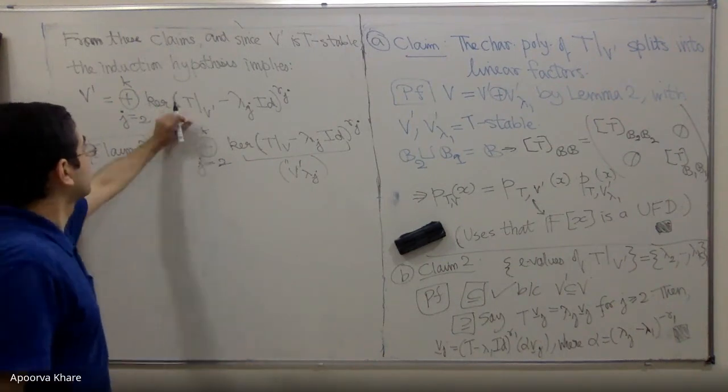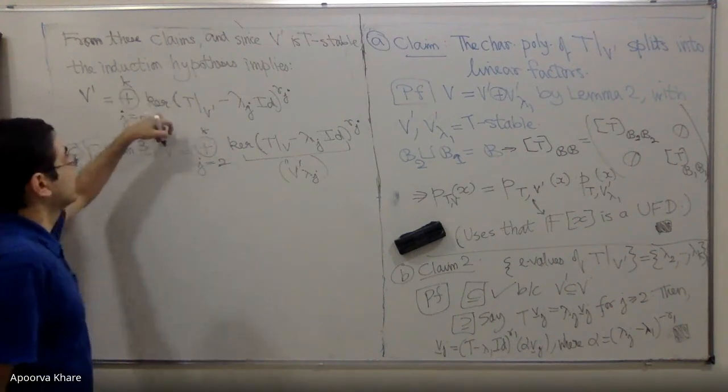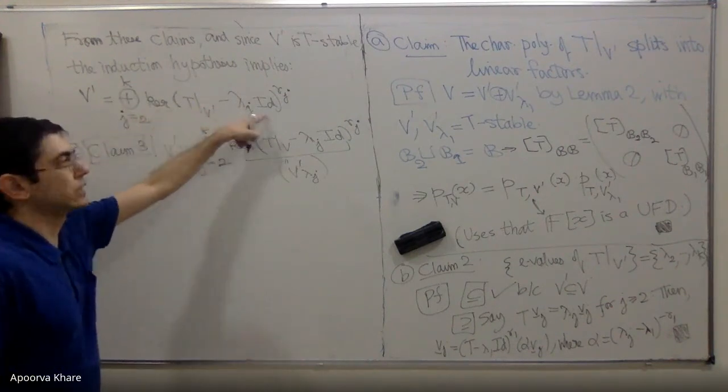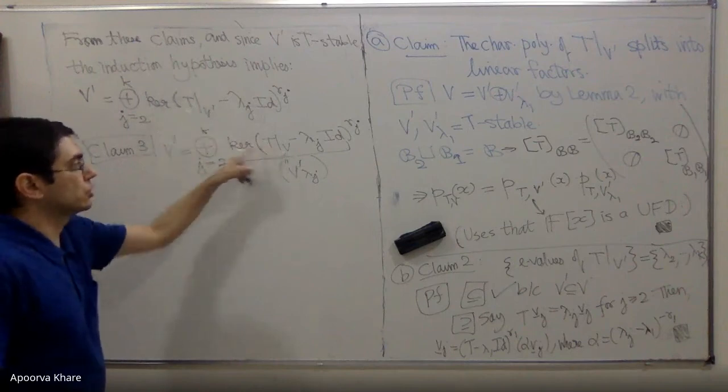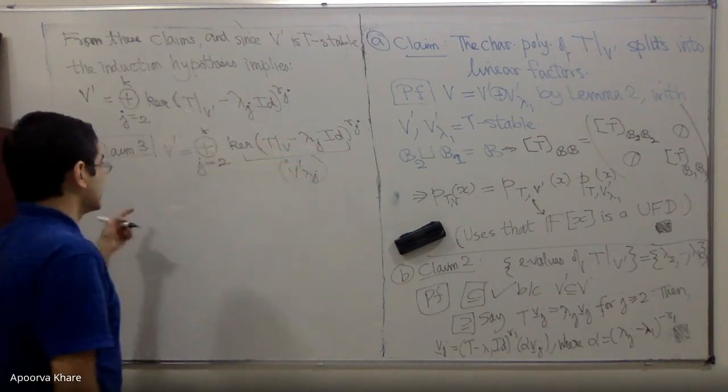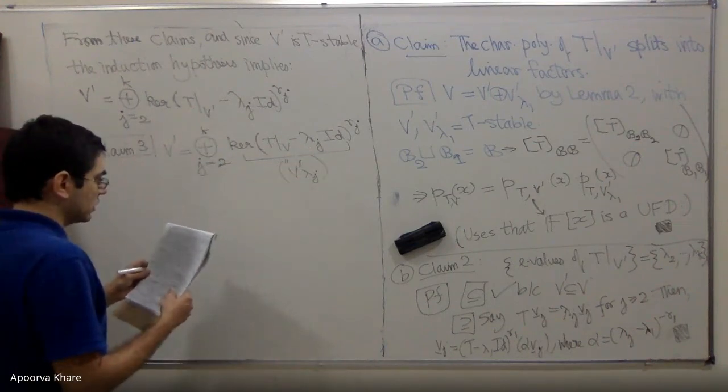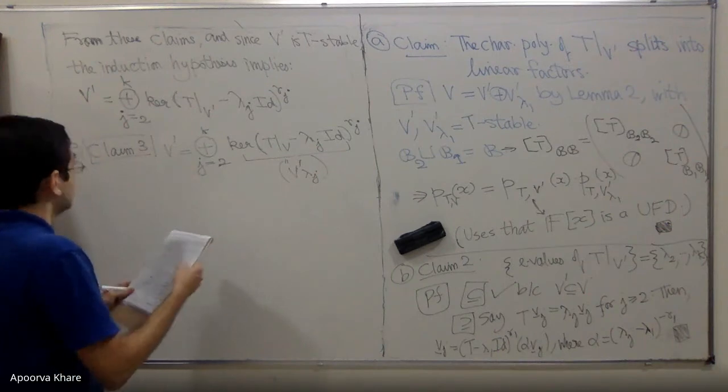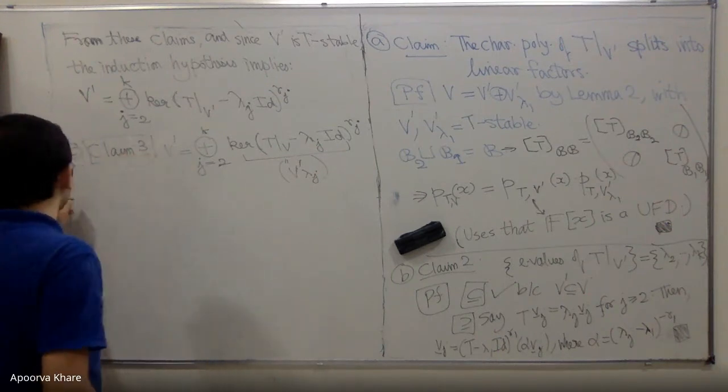Yeah. So suppose you have a vector v in V prime such that v belongs to this thing. Then the vector v is in V also, and therefore v belongs to this kernel. We claim that this thing is equal. So, proof.